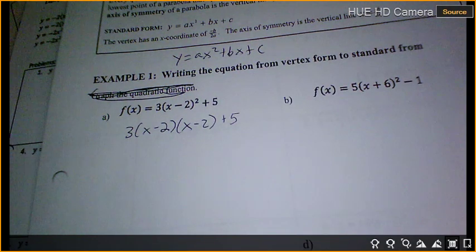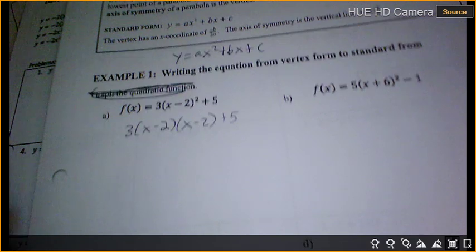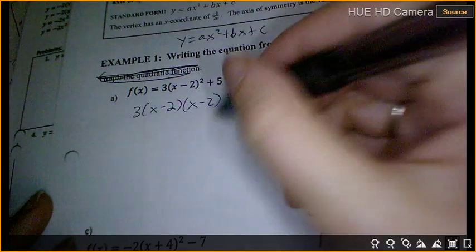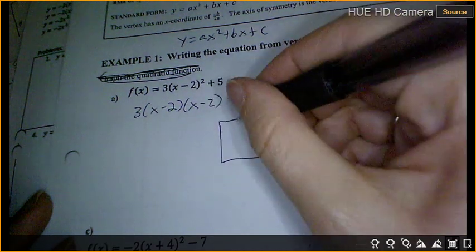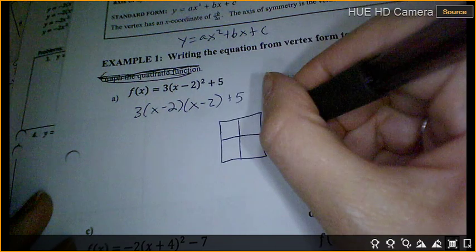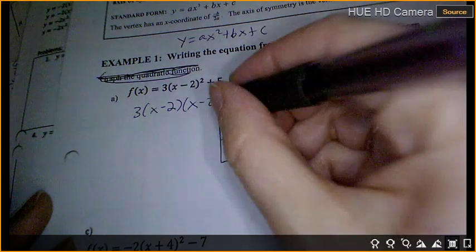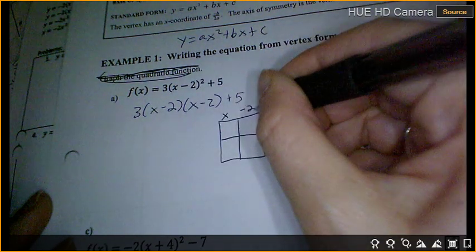So some of you guys have done foiling before, and some of you have done the box method. I like the box method. So I draw myself a fun little square, make it a box like this. I go x minus 2 and x minus 2.